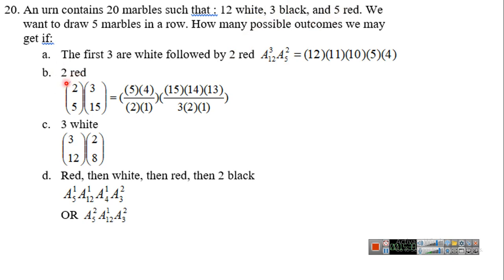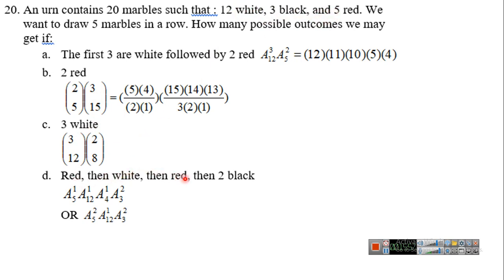I want 2 red. I didn't say the order here. I want to pick how many marbles? 5. So 2 red, it means I have 2 out of 5 combination, and the rest 3 are either white or black, so it's 15. I want 3 white, so 3 out of 12, remains 2 either black or red, so 8.